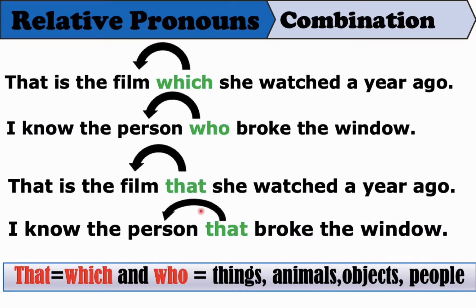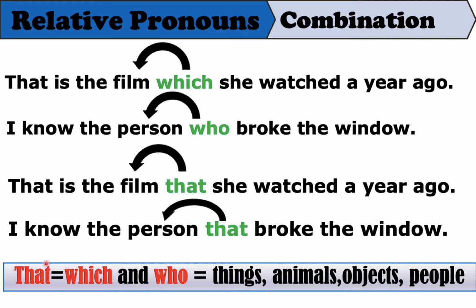So as you can see, we can use it with things, animals, objects, people. And what is that? That is which and who. Okay, good. For example, can we say "that is the film who she watched a year ago"? Can we use it? No. Or can we say, for example, "that is the film whom she watched a year ago"? Can we use it? No. Why? Because the film is a thing. So we cannot use who here, but we can use that.